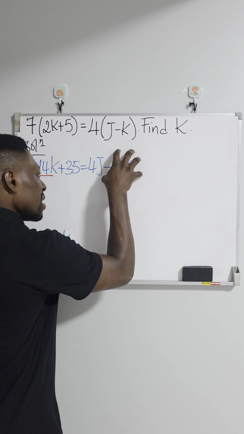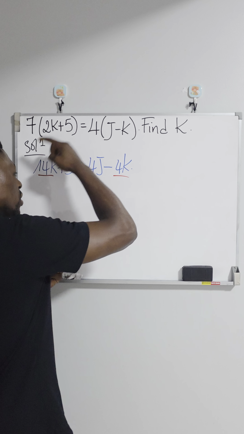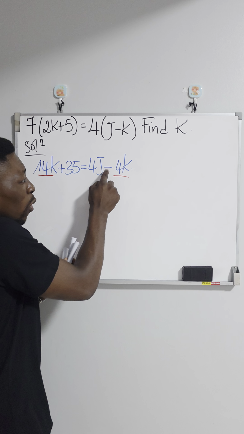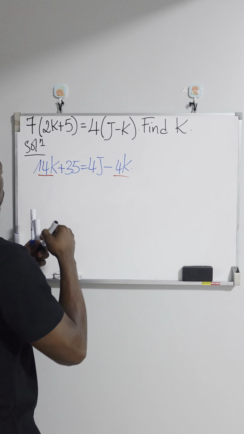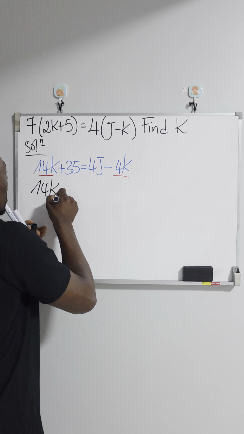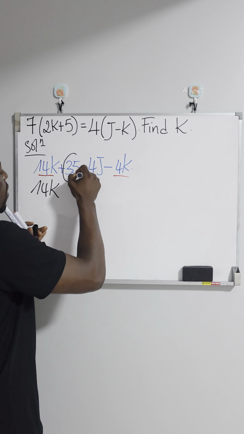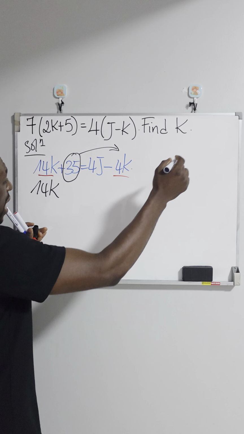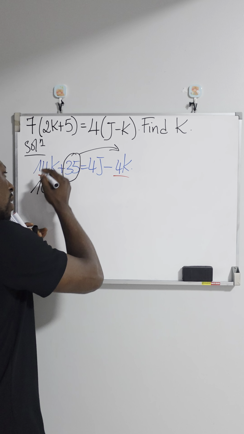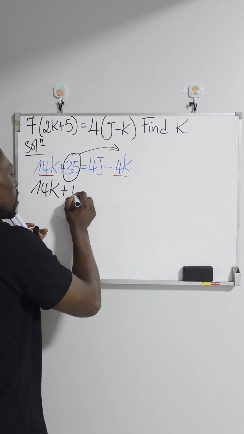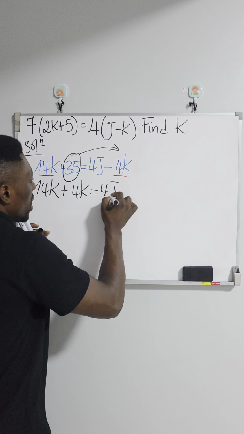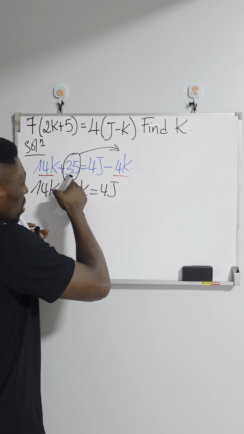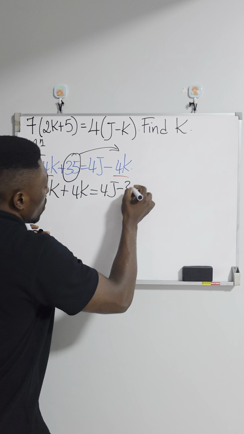So I'm going to bring this one which has a negative sign. I'll change its sign because it's a way for me to do away with this negative sign. So to the left I already had 14k. Now there's this 35 which is not very relevant here, so I'm going to send it to the right. And now this negative 4k comes here, becomes positive 4k. So now to the right, what do I have? There was a 4j already here. When 35 moves, it becomes negative 35.